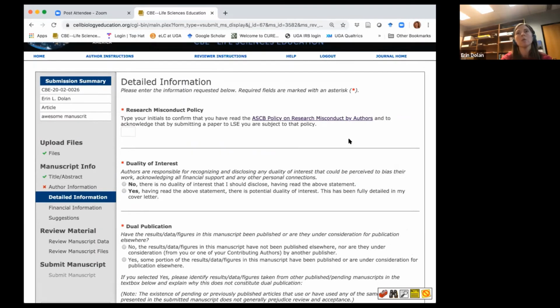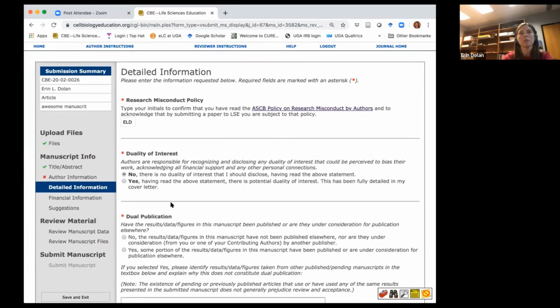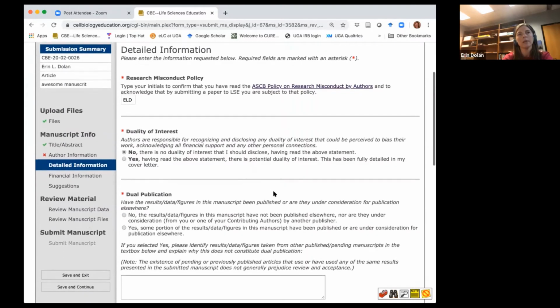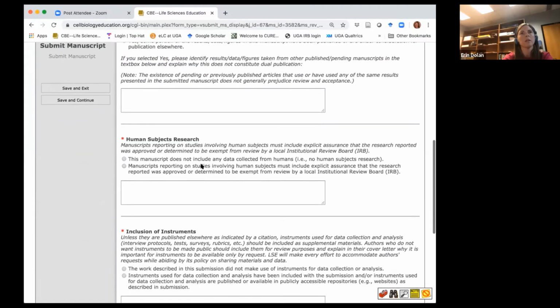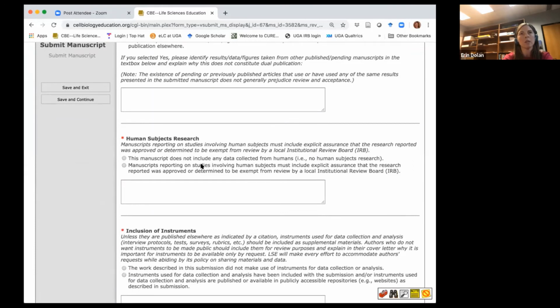These are places where you reassure us that you have conducted your work ethically, for example, by making sure that you're aware of our policy on research misconduct, that you don't have a duality of interest, or if you have a duality of interest, for example, you're going to make money from the thing that you wrote about, that you've disclosed that. We make sure that you have not published the materials anywhere else, and that your work, if it includes human subjects data, actually has been reviewed or determined to be exempt by an institutional review board.